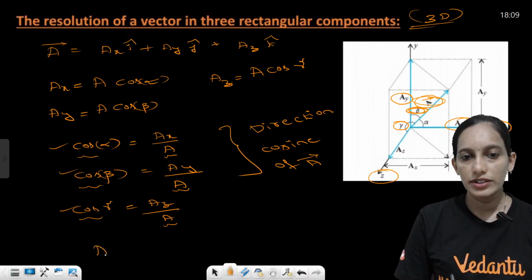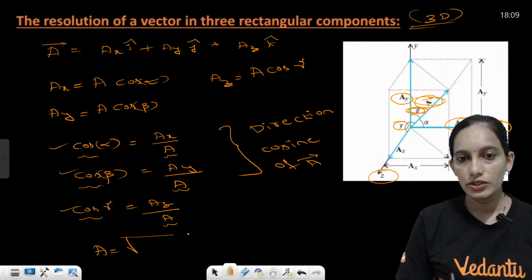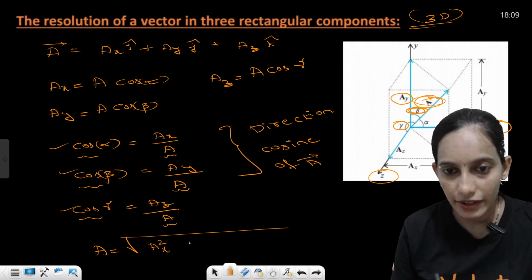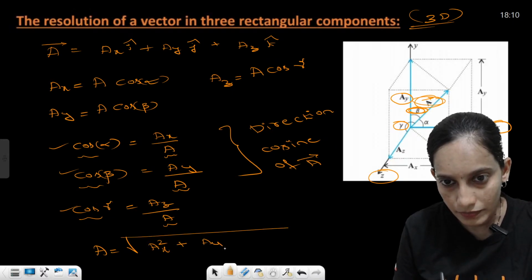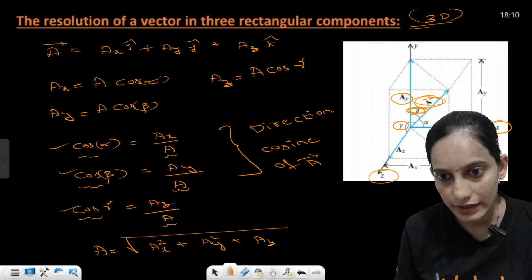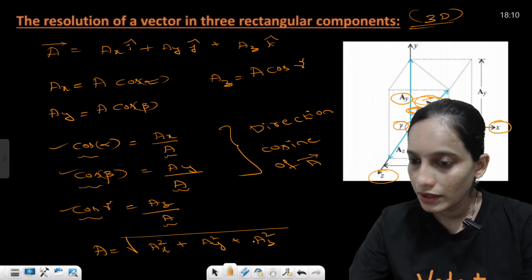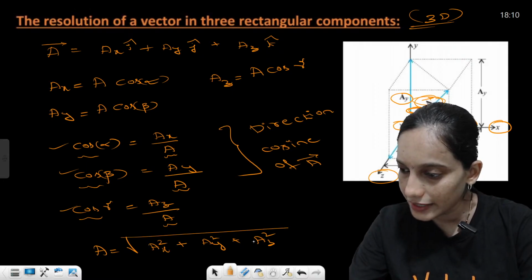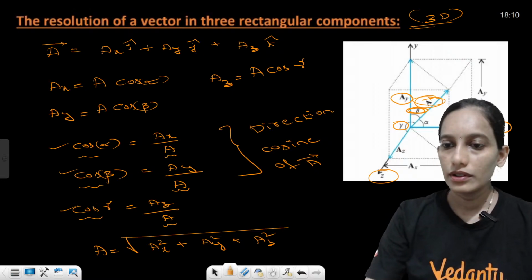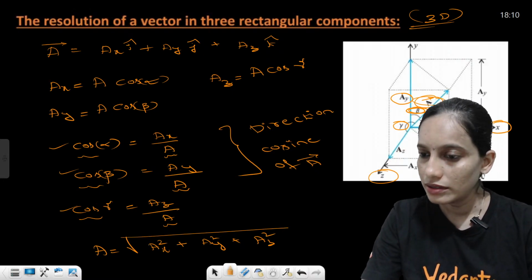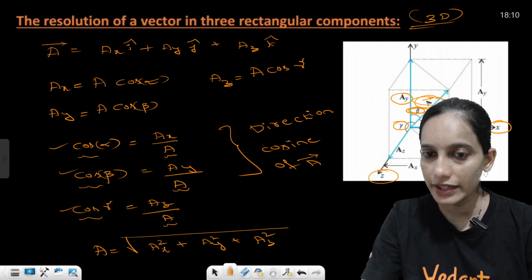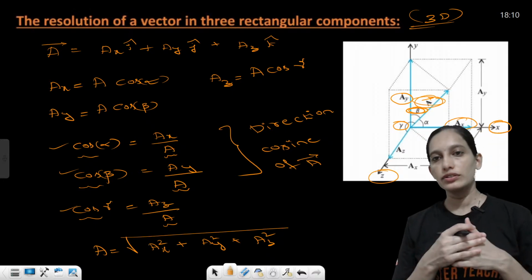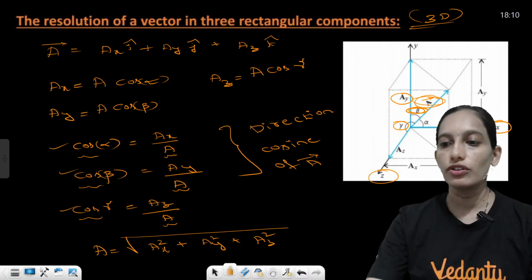So let me just write here. That is nothing but the square root of ax square plus ay square plus az square. Okay, hope it is fine. Any other doubts? Please ask in the chat box. And if it is fine, give me a thumbs up so that I can go ahead. So this is how we represent a vector in 3 dimensions. We call it the Cartesian notation. So this is the 3 dimension notation of vector A.